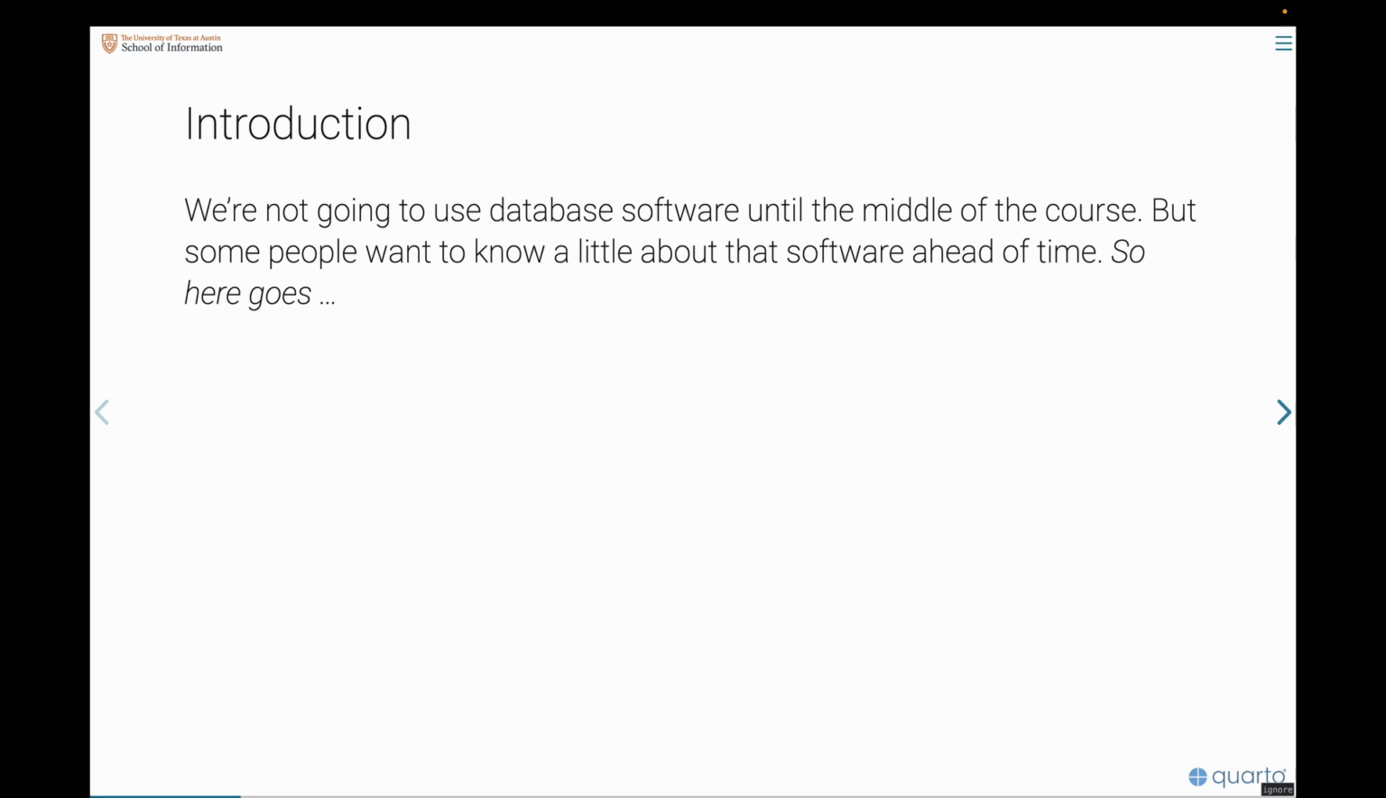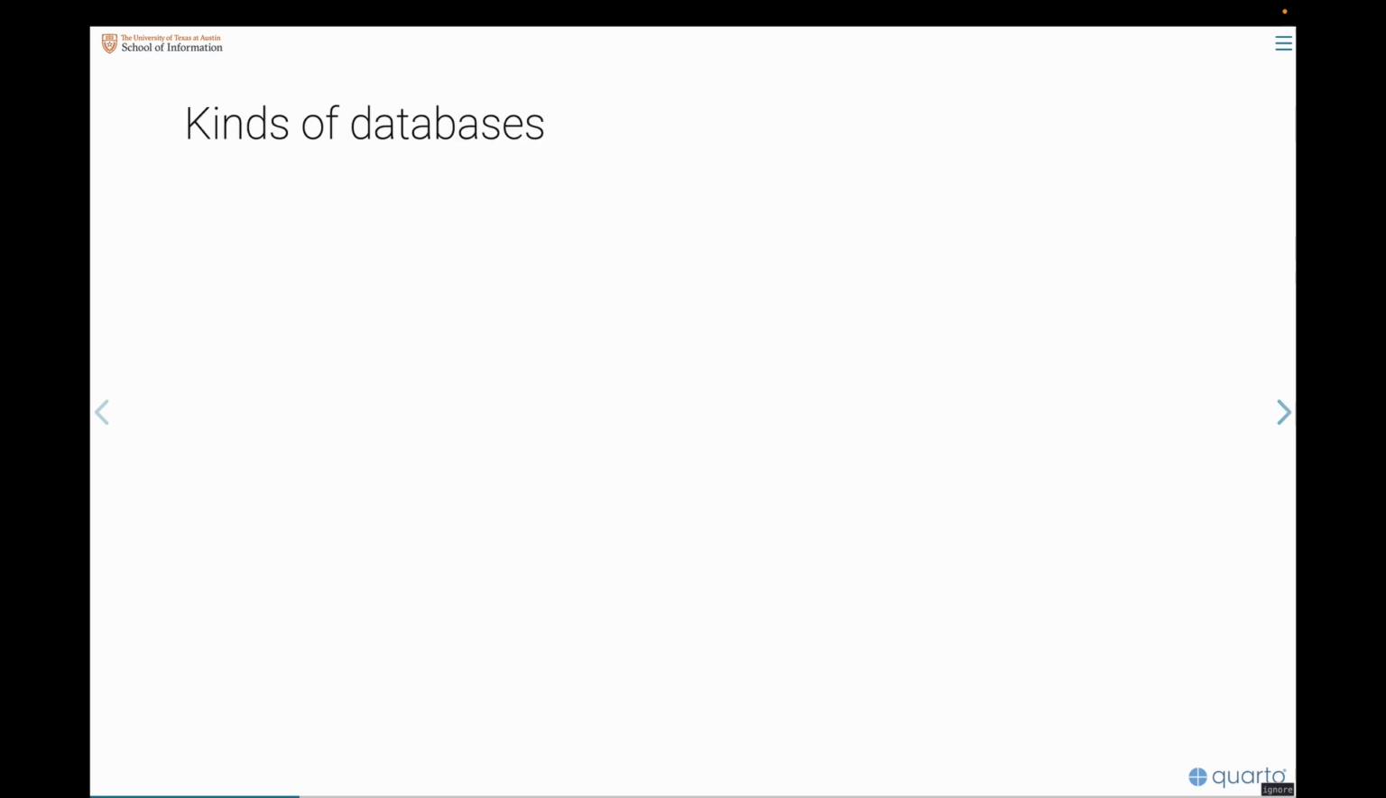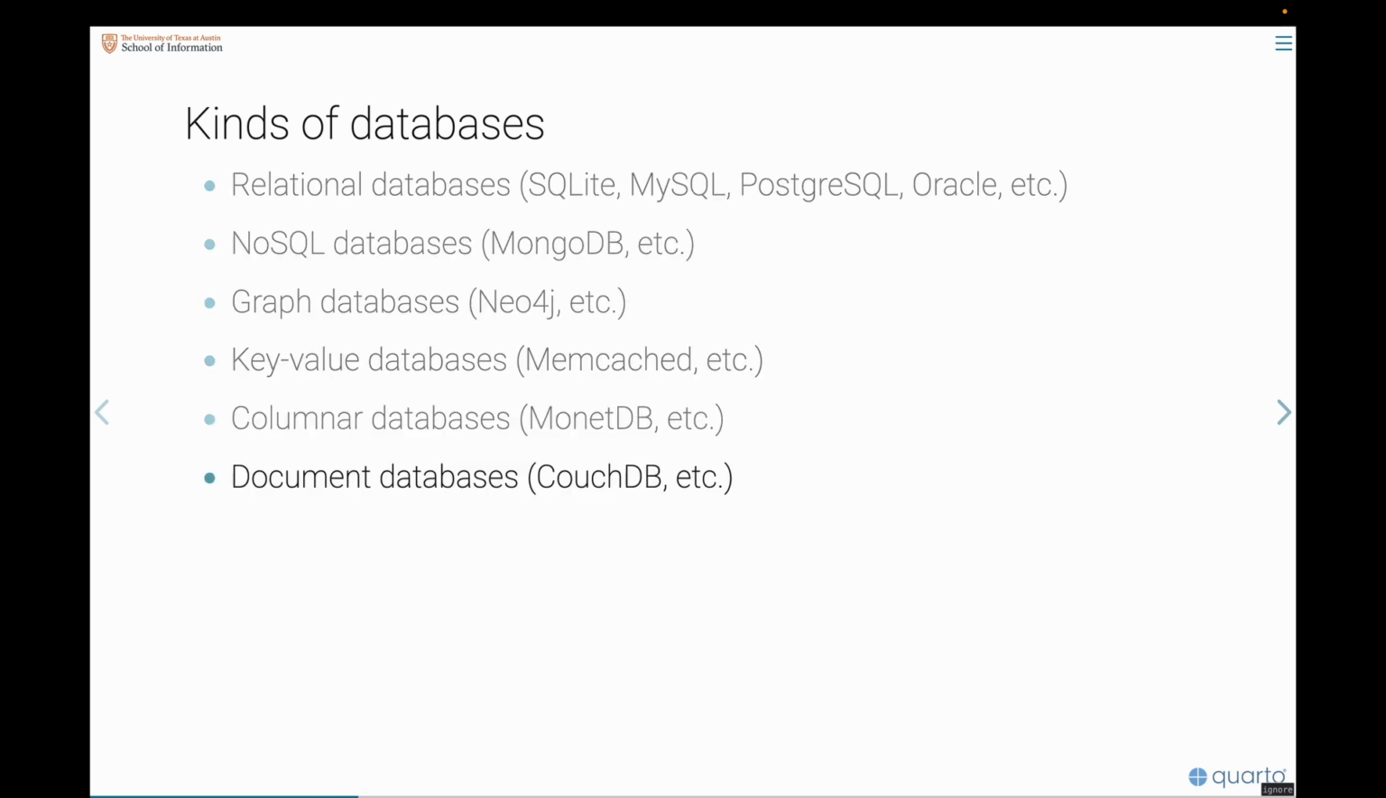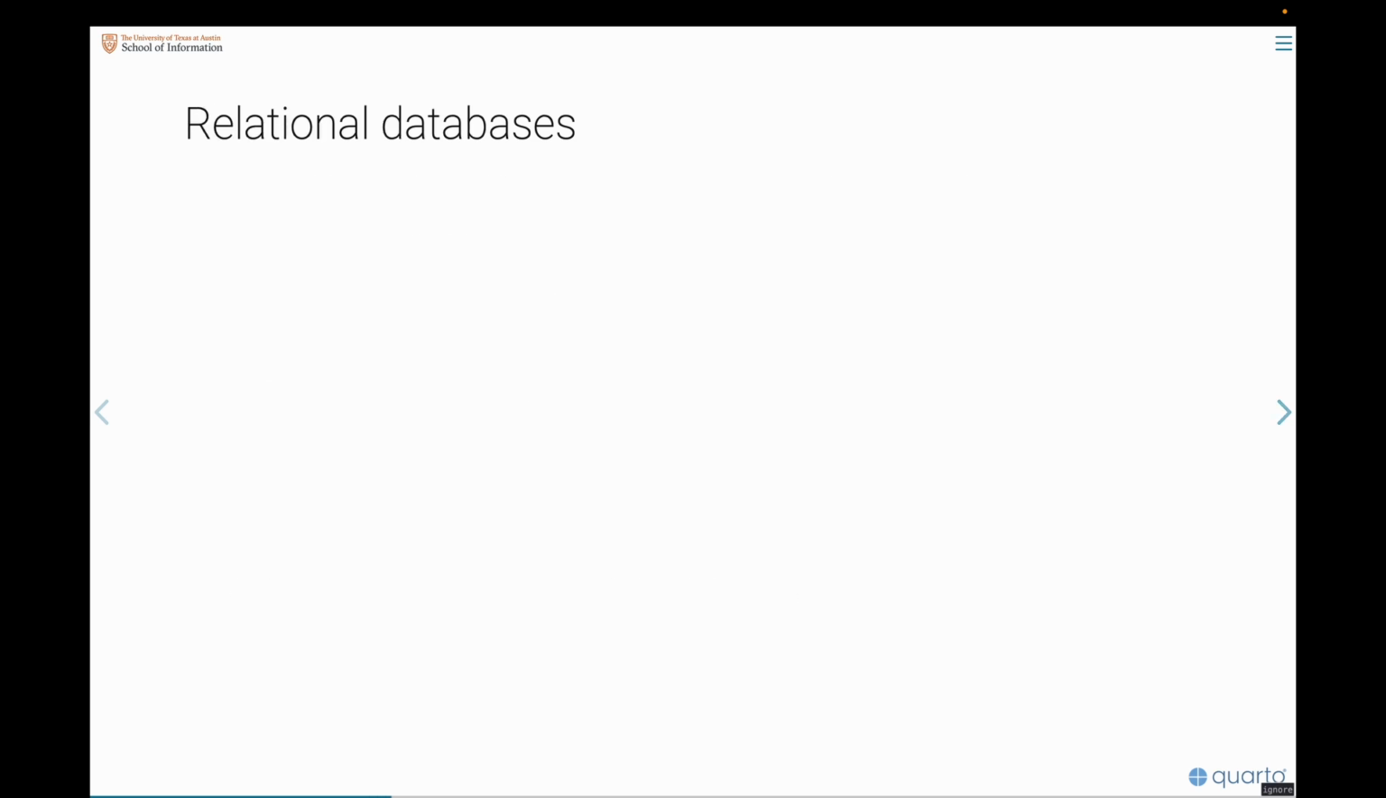We're not going to actually use any database software until the middle of the course, but some people want to know a little bit about that software ahead of time. So here goes. There are different kinds of databases. One way to think about databases is to divide them into categories like this: relational databases, NoSQL databases, graph databases, and a whole bunch of other kinds of databases.